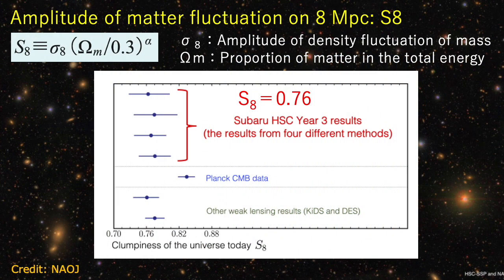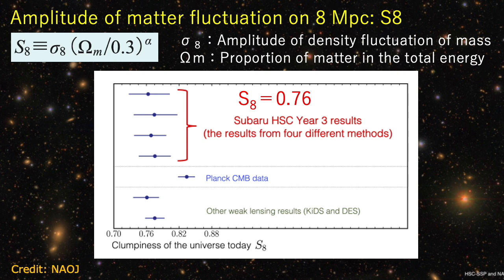From HSC observations, the three-dimensional distribution of dark matter is being measured, and a physical quantity known as S8, representing the current state of cosmic structure formation, is being determined. This quantity depends on the amplitude of density fluctuations in mass and the proportion of matter within the total energy. If the standard model of the universe is correct, the values obtained from various observations should align. The value measured by the Subaru telescope was 0.76.